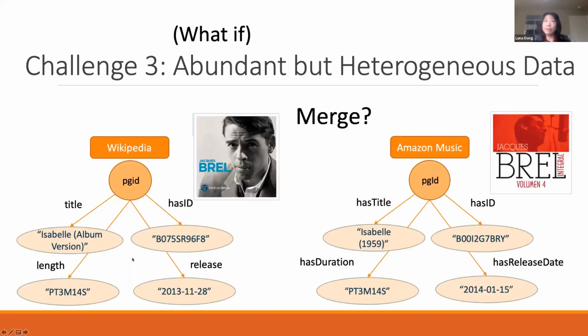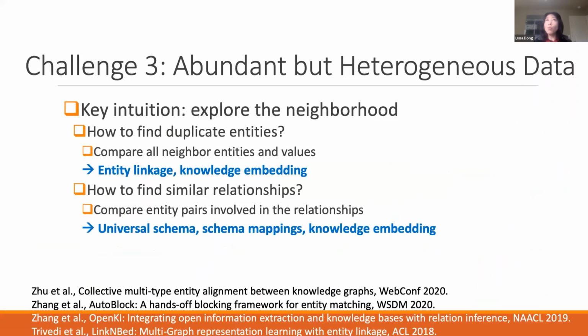Here is another version of the same problem where we already put the data into the graph format. So we want to align the 2 knowledge graphs built from 2 different data sources. We want to decide if we want to merge these 2 entities because that's the same album. And we want to decide if the 2 relationships, length and duration, are the same. So the intuition in solving this problem, it's not too surprising, is to explore the neighborhood. If we want to decide whether 2 entities are duplicates, we want to compare all of the neighborhood entities and values.